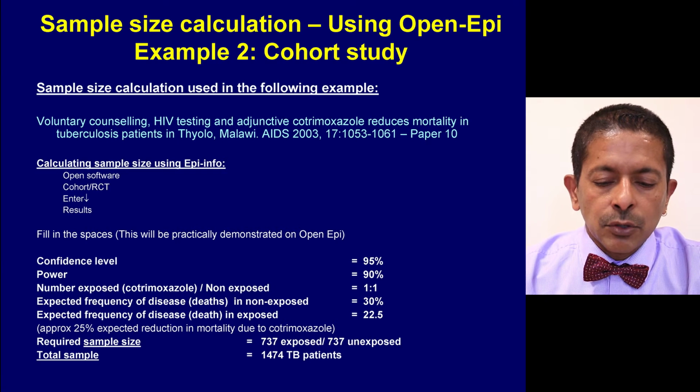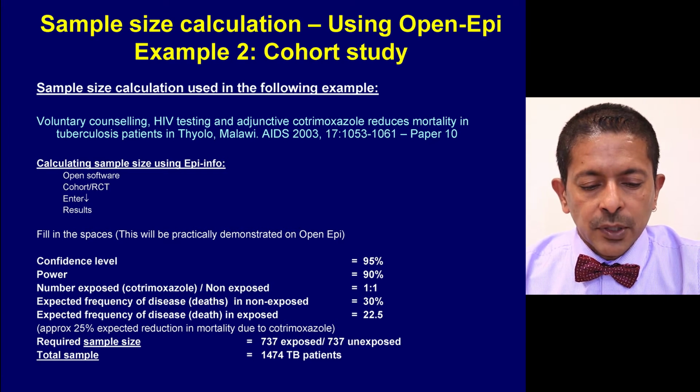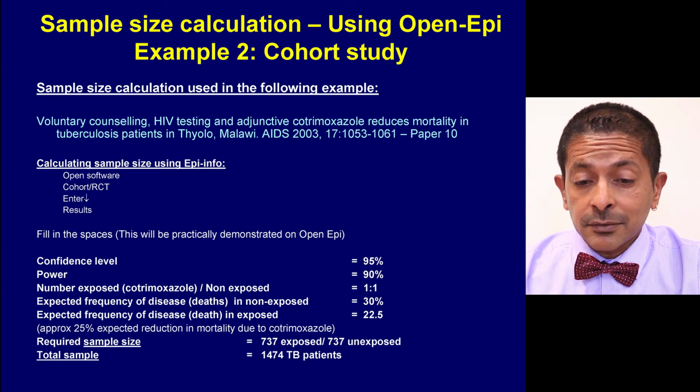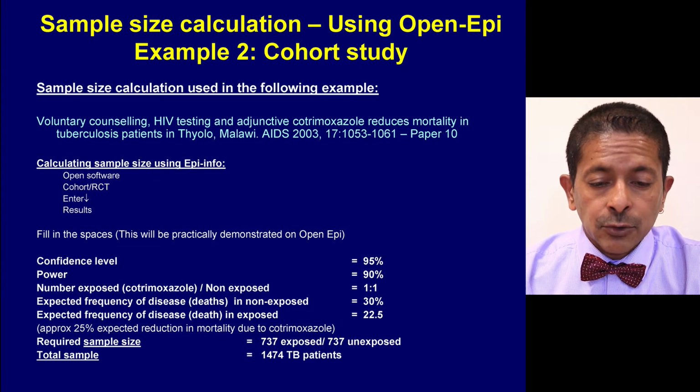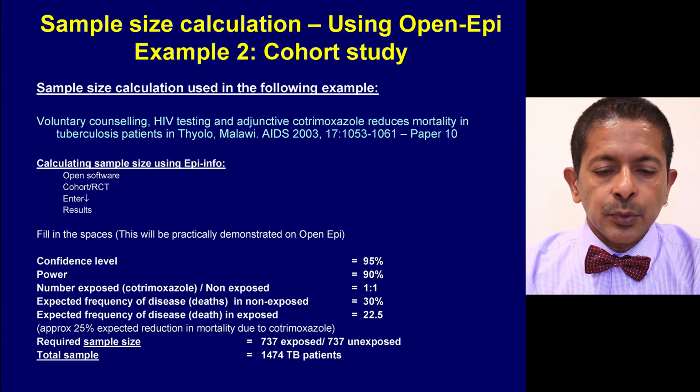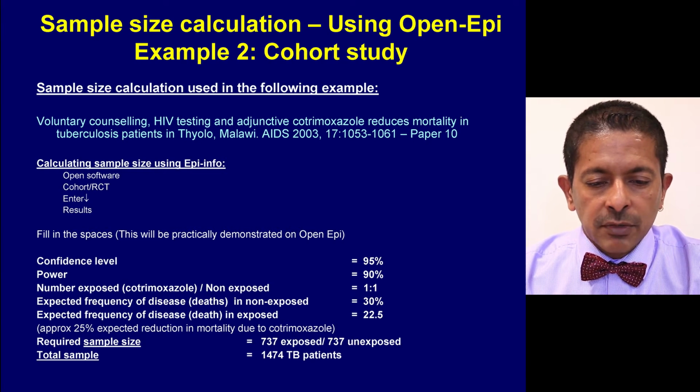737 on each side or on each arm. That would give you roughly 1,474 TB patients for a cohort study. That was actually the sample size we used in the study with the reference in blue.